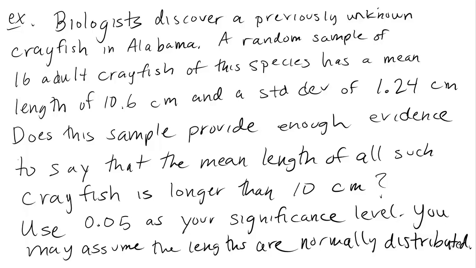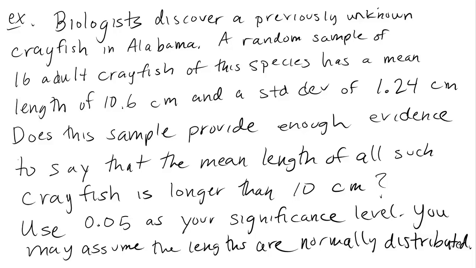Biologists discover a previously unknown crayfish in Alabama. A random sample of 16 adult crayfish of this species has a mean length of 10.6 centimeters and a standard deviation of 1.24 centimeters. Does this sample provide enough evidence to say that the mean length of all such crayfish is longer than 10 centimeters? Use 0.05 as your significance level. You may assume the lengths are normally distributed.